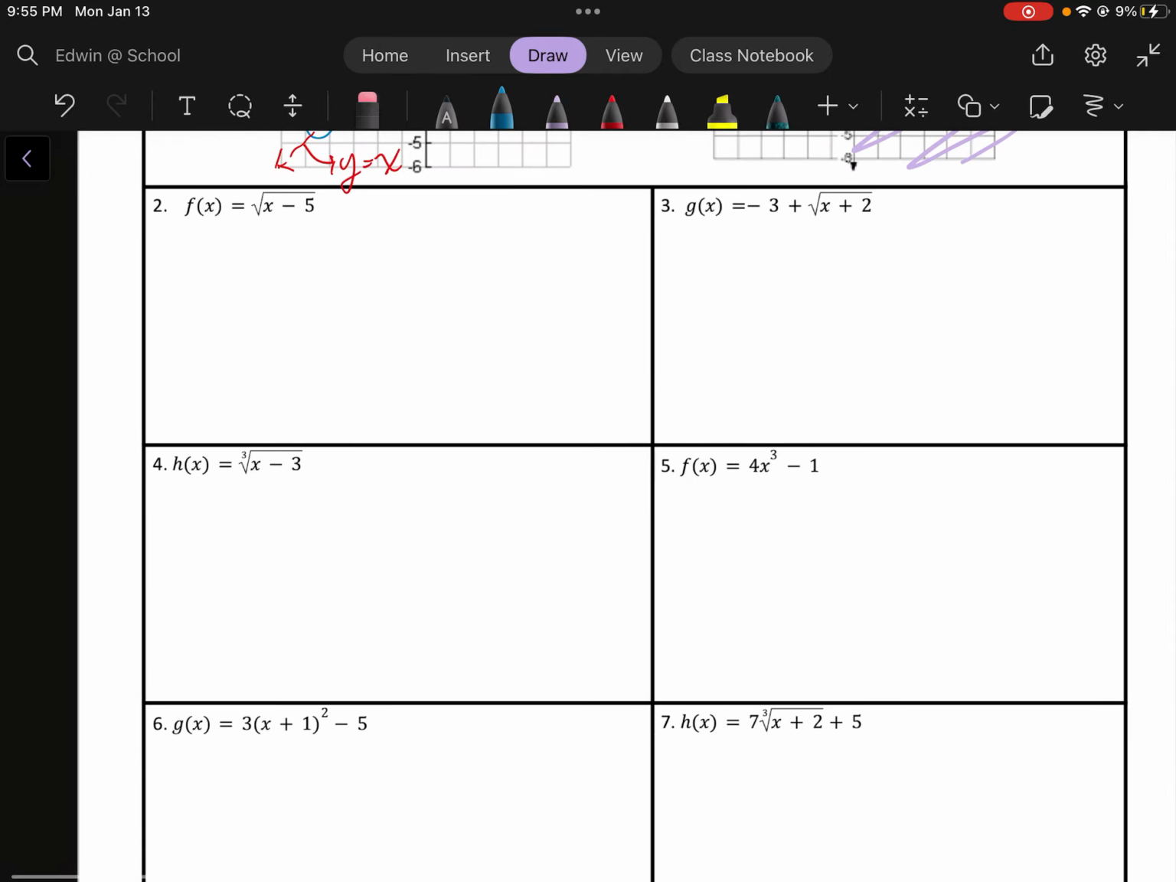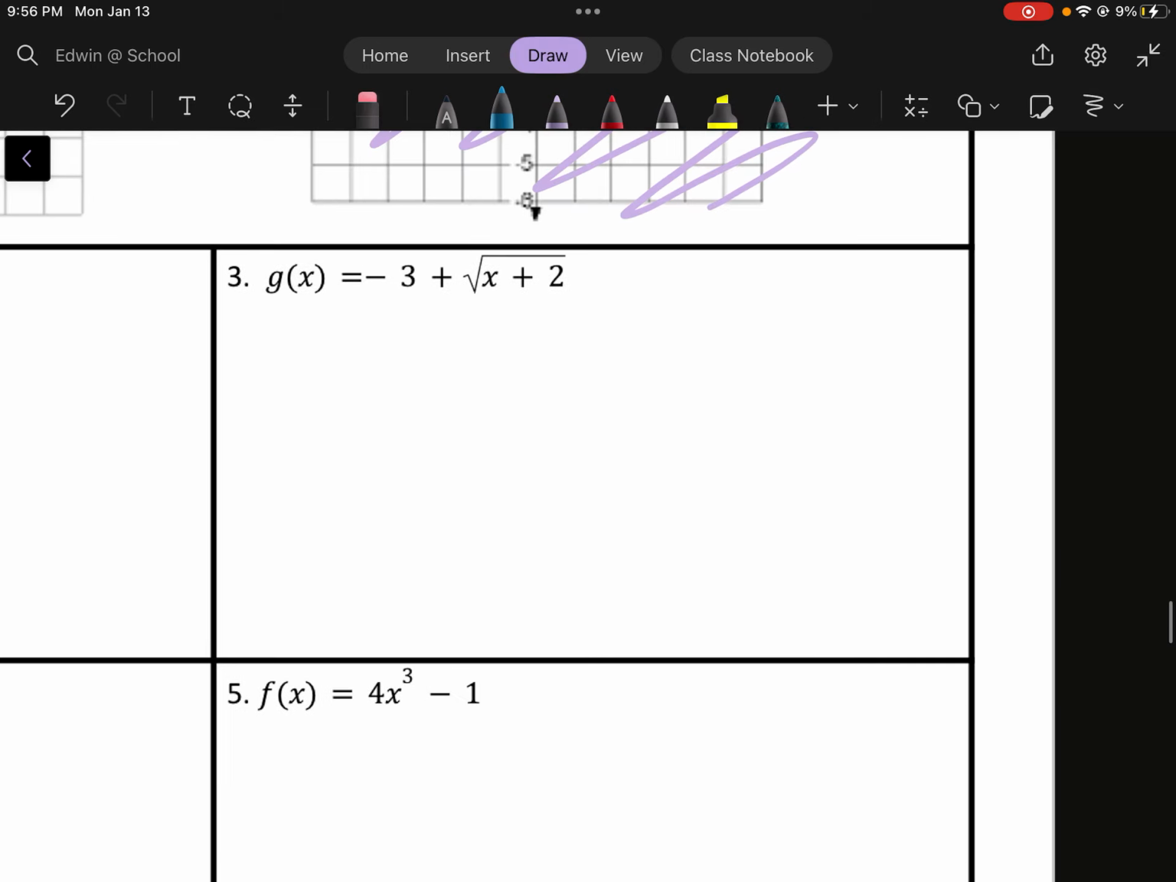As for these problems, they are really not too bad. I'm going to solve one completely, and then I will set up one more just so that you guys understand how to solve these problems. So I'm going to solve number 3.